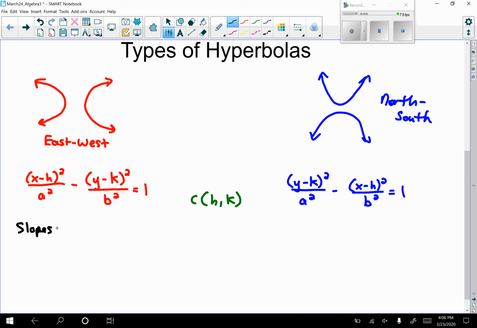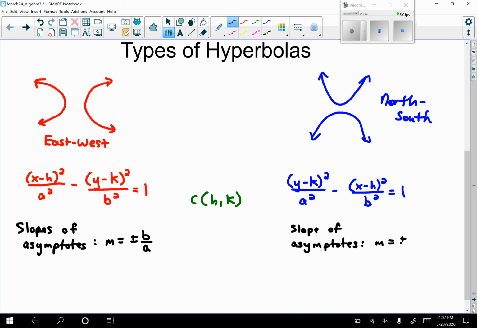like I said, when we start to graph them, you'll get the picture of what these, or how these apply. So the slopes of the asymptotes here, we'll write this as m is going to equal plus or minus b over a. So where a and b with an ellipse helped us to determine like a radius, a different radius for each direction, the b and the a here are going to help give us guidelines to drawing the hyperbolas. Over for north-south, slopes of the asymptotes, will be plus or minus a over b.